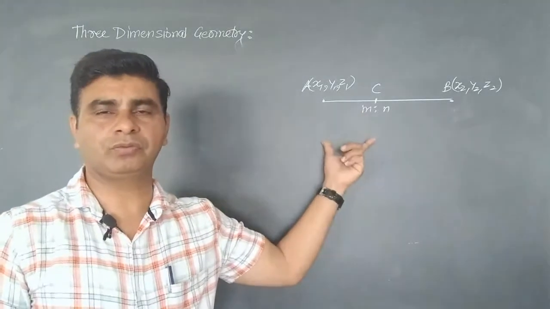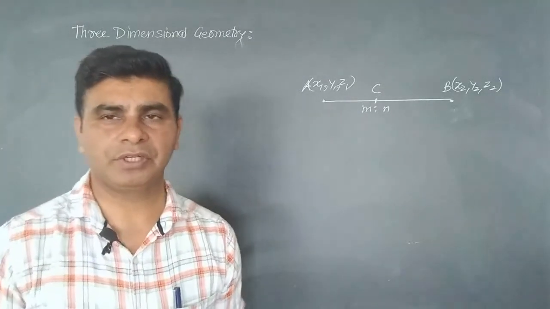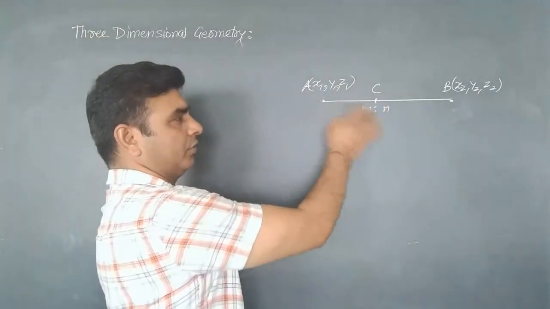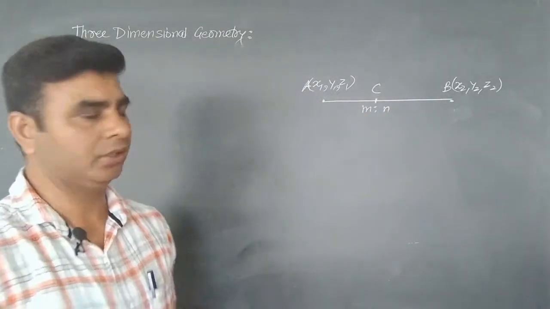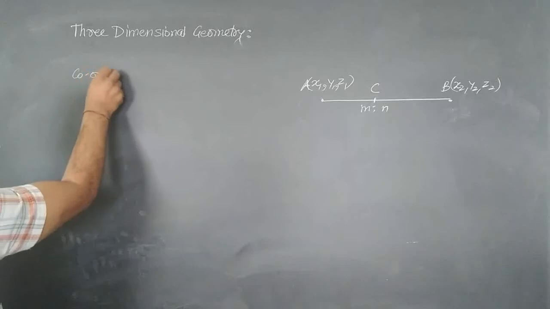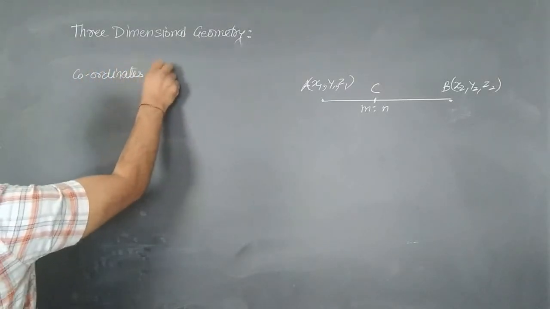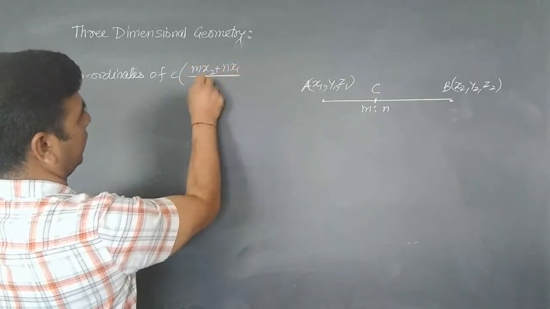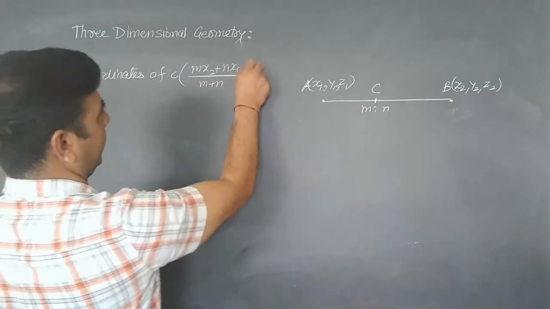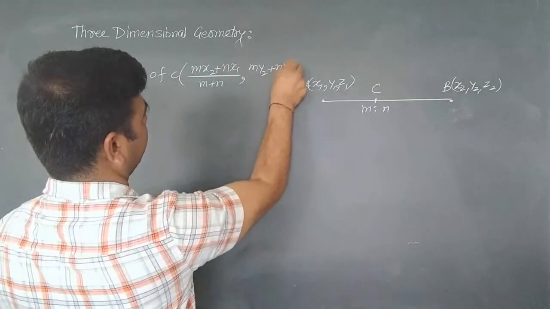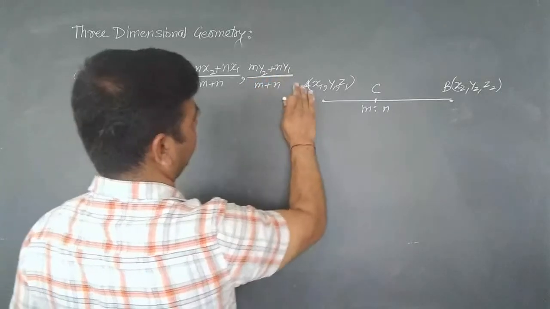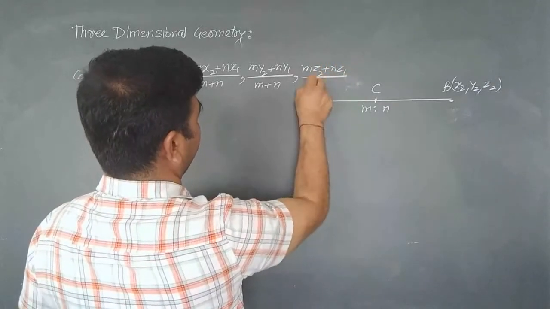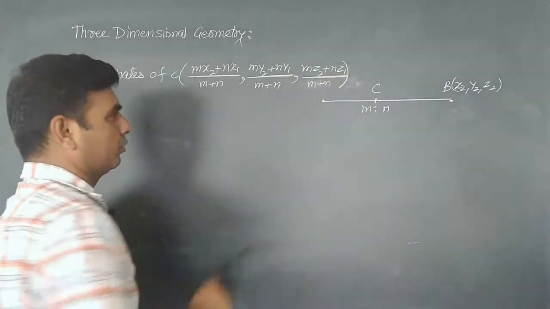This is not new for all of you, this is a very old topic which we have studied in 11th class as well as 10th class, the section formula, which states that if any point divides the line segment in some ratio m is to n internally, then the coordinates of C will be given by m multiplied by x2 plus n multiplied by x1 over m plus n. Same as m multiplied by y2 plus n multiplied by y1 over m plus n, and the third will be given by m multiplied by z2 plus n multiplied by z1 over m plus n. These are the coordinates of the point C.